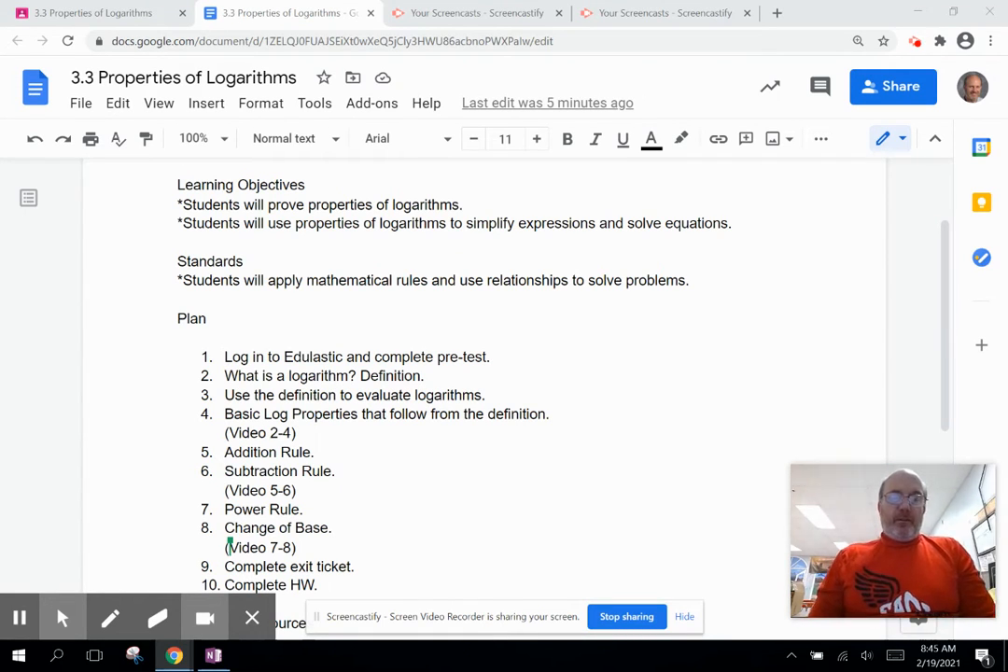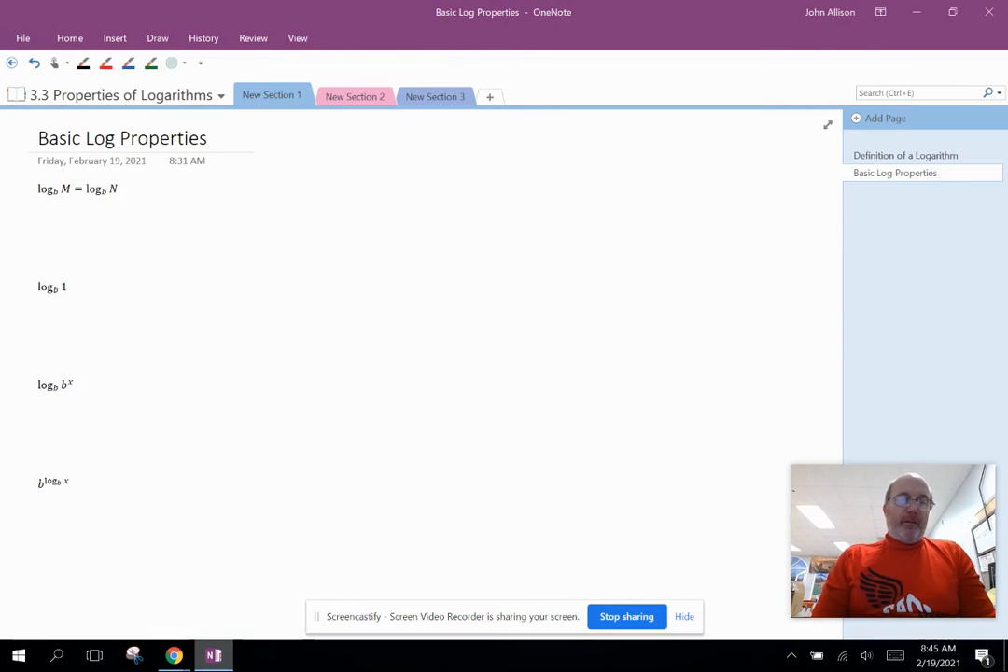We're going to do properties of logarithms today. Hopefully you've done the pre-test. We're going to talk about what the definition of a logarithm is and use the basic definition to evaluate logarithms. And then we're going to talk about basic log properties that follow from the definition in this first video. This will be part one.